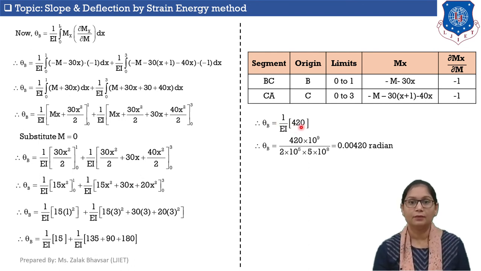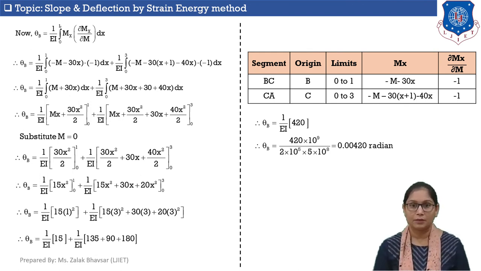Here I am getting the value in kilonewton into meter square, and converting it into Newton into mm square by multiplying 420 with 10 raised to 9. Now the values of E and I are given as 2 into 10 raised to 5 and 5 into 10 raised to 8. So I am getting theta B is equal to 0.00420 radian.